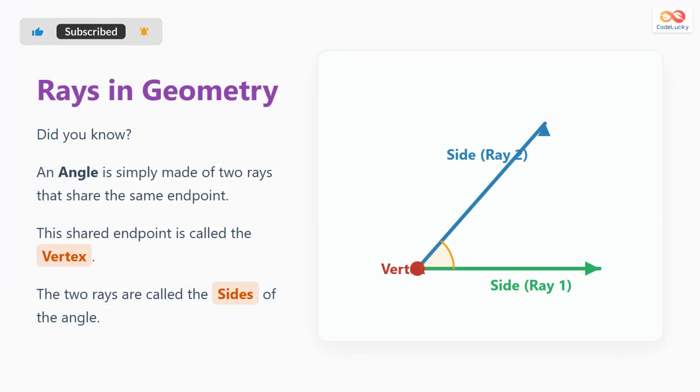Rays are the building blocks of angles. In fact, an angle is simply formed when 2 rays share a common endpoint. We call this shared point the vertex of the angle, and the 2 rays are called the sides. So whenever you see an angle, remember you are actually looking at 2 rays meeting at a point.